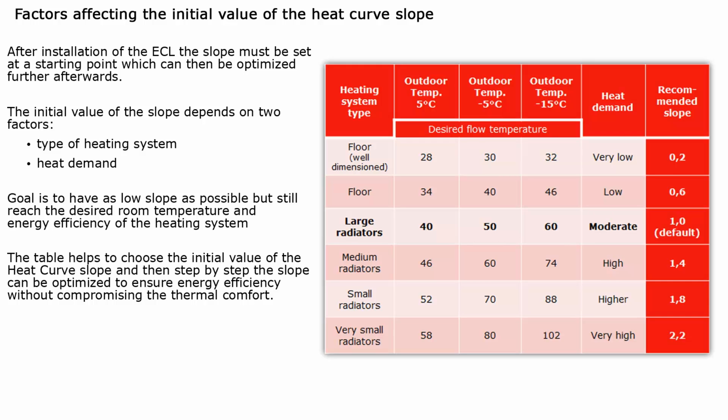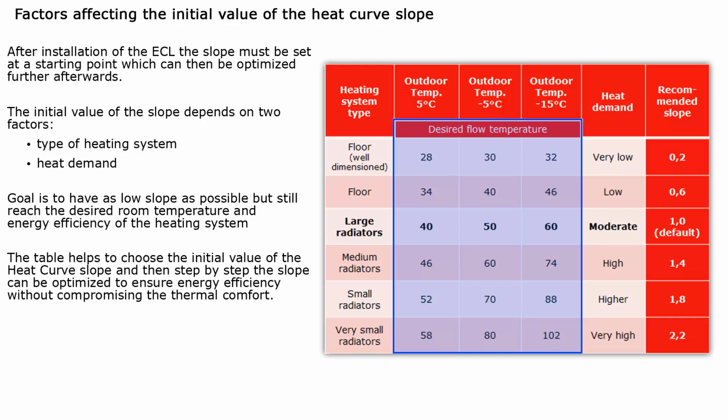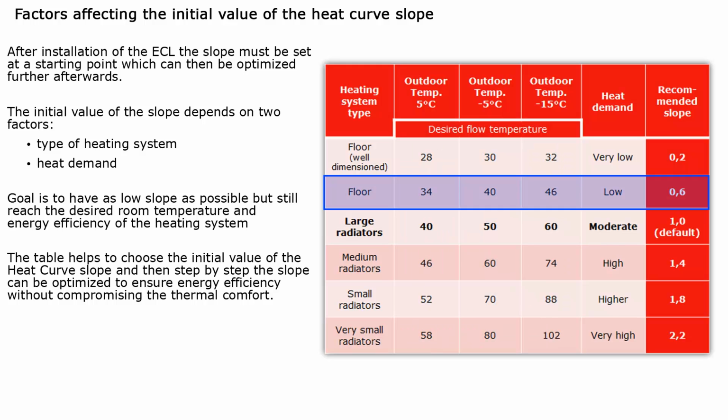The table also lists the desired flow temperatures at +5, -5, and -15 degrees Celsius outdoor temperature. These flow temperatures correspond to the typical needs for a given heating system type in a building with a given heat demand. Example: a newly built house has floor heating and is well insulated, so the heat demand is low. The initial value of the slope can then be set to 0.6.